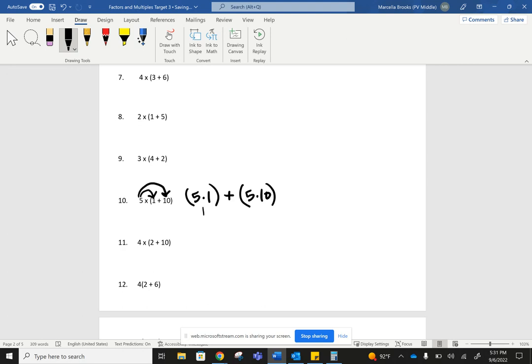We do our math. 5 times 1 is 5, plus 5 times 10 is 50. So that's what our answer is going to look like.